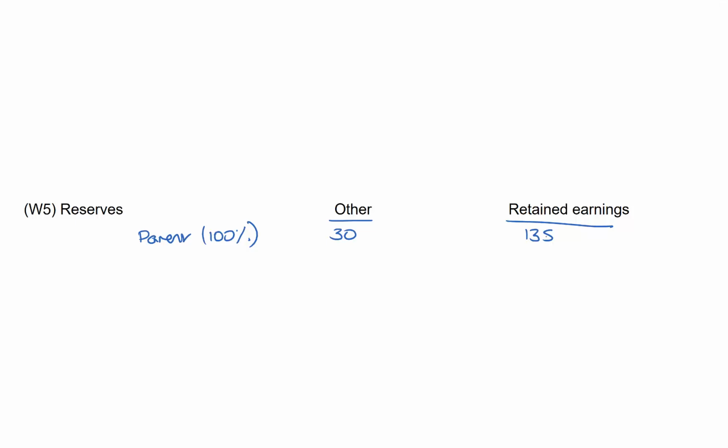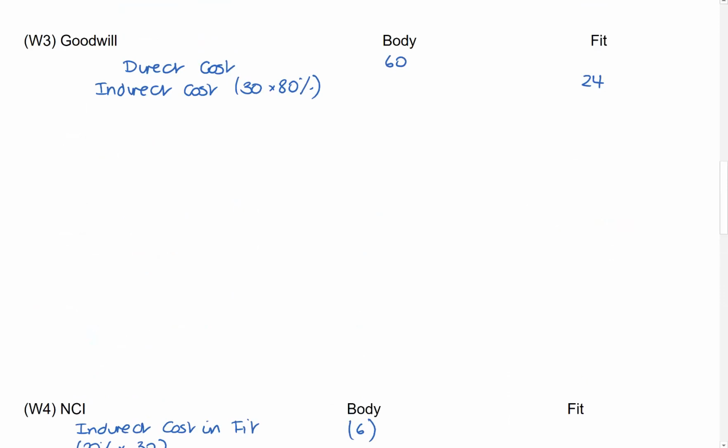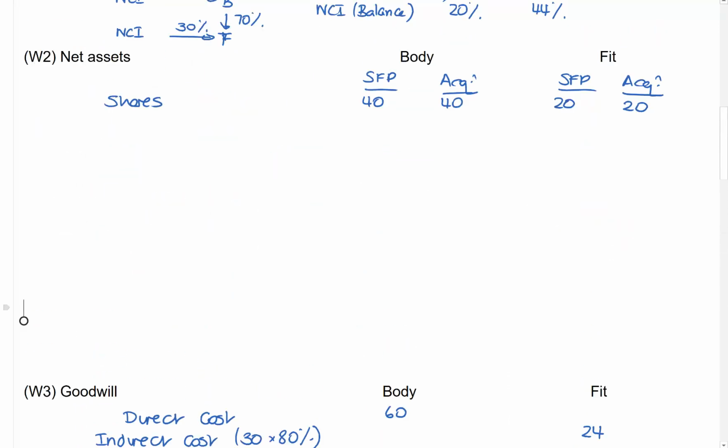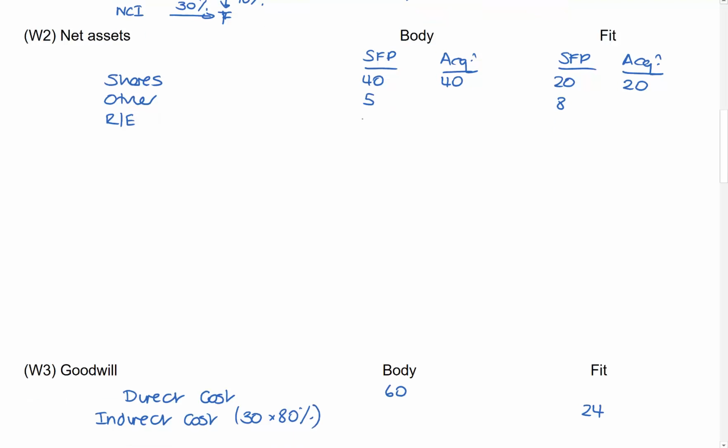When it comes to our subsidiaries, we go to the net assets working. I've got other reserves. Body at the SFP date is 5 and Fit other reserves of 8. When it comes to retained earnings, at the SFP date, Body has a figure of 25 and Fit has a figure of 10.